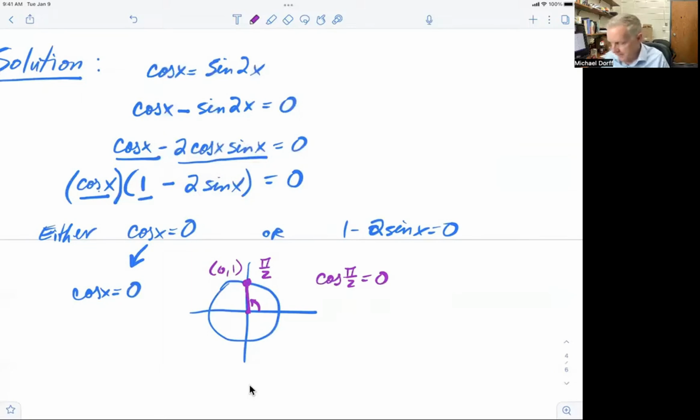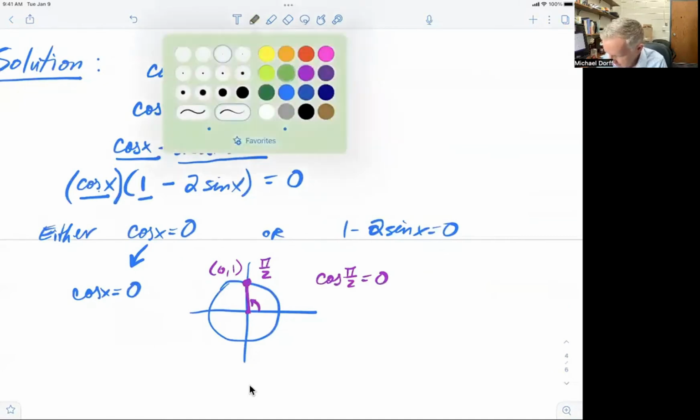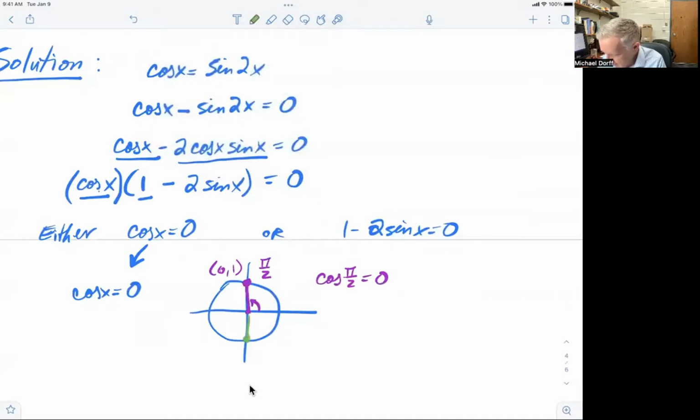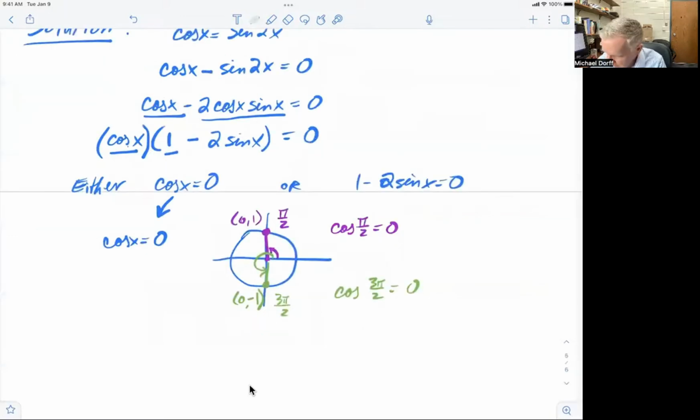And this first 0 represents the cosine of pi over 2. Is there another place on the circle where the cosine of x equals 0? And yes, there is. And that's straight down right here. And this is at 3 pi over 2, because the value there is 0, negative 1. And so the cosine of 3 pi over 2 also equals 0. So when I say the cosine of x equals 0, that gives me x is either pi over 2 or 3 pi over 2. So that was the first one we did here.